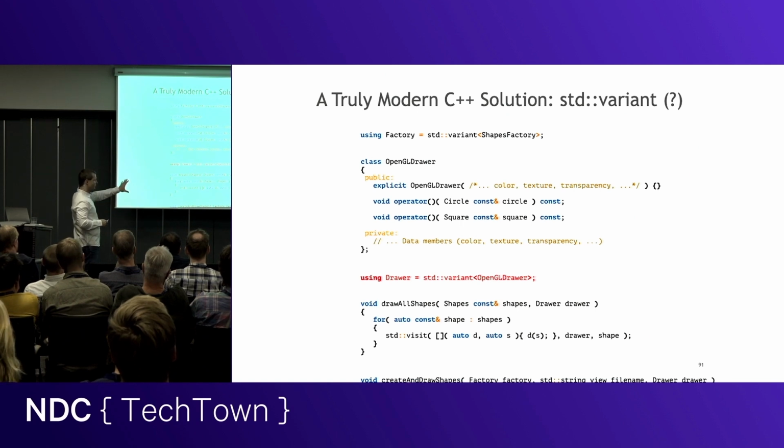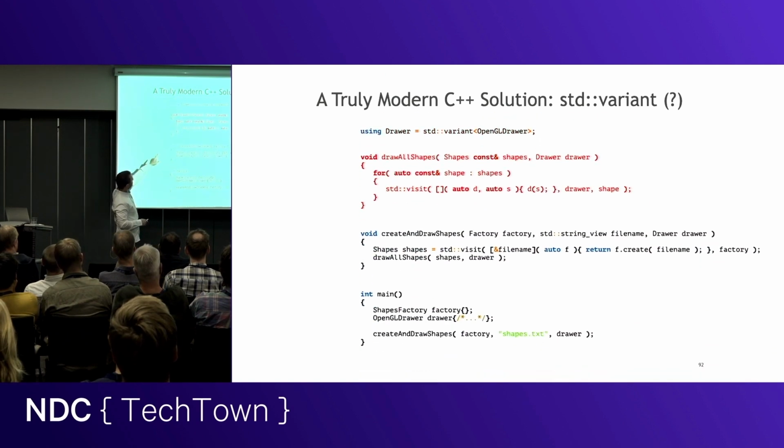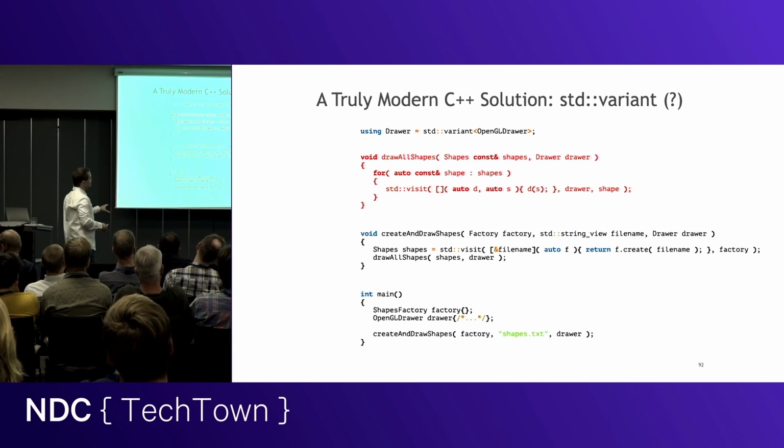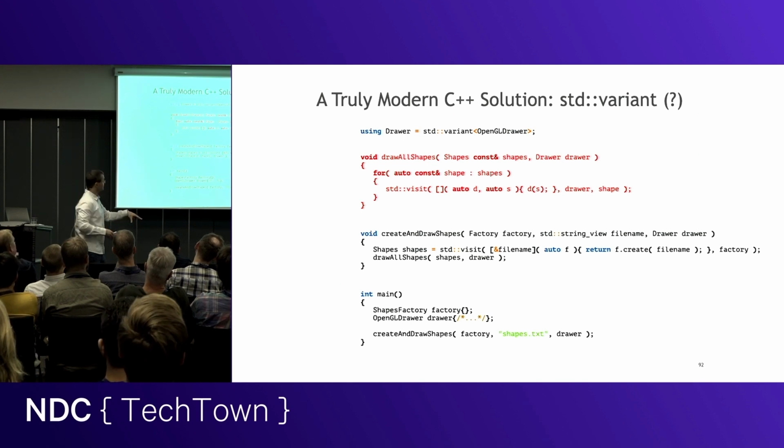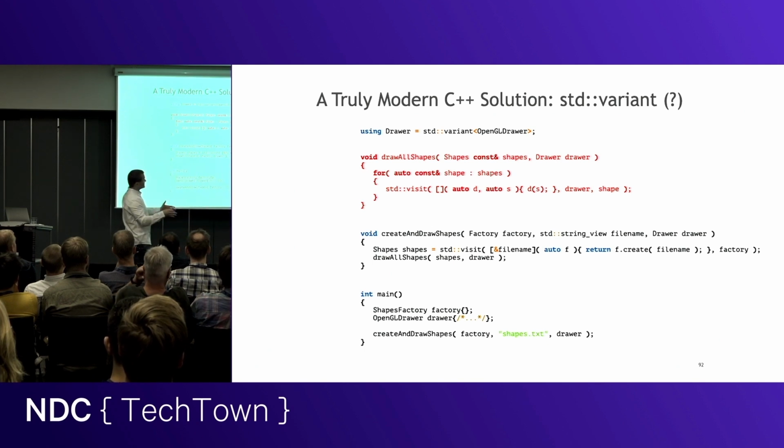And here is one of the most interesting lines that I have. Draw all shapes now traverses all the shapes in the given vector, but at the same time it also uses this visit. Of course, I'm visiting the variant. But now I have two things: I have the shape, and I have a drawer. I'm just using multi-dispatch with the visit function. I pass two things, the drawer and the shape, two variants, and the two things are just combined. Oh, this is amazing. Multi-dispatch in C++ by just a single, very simple line of code.